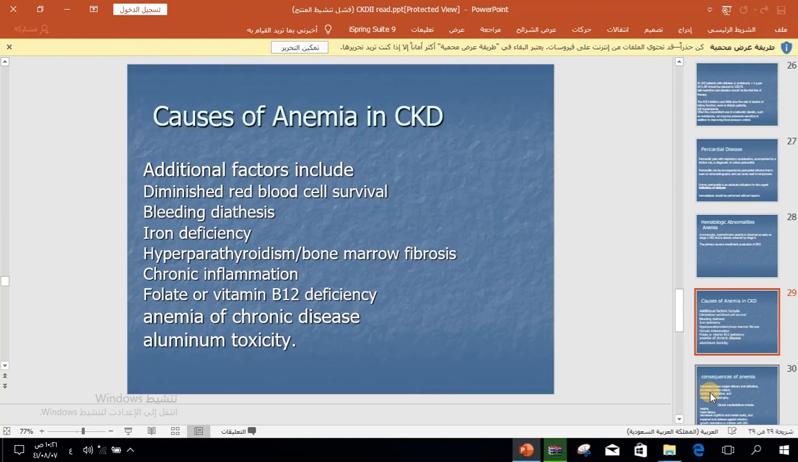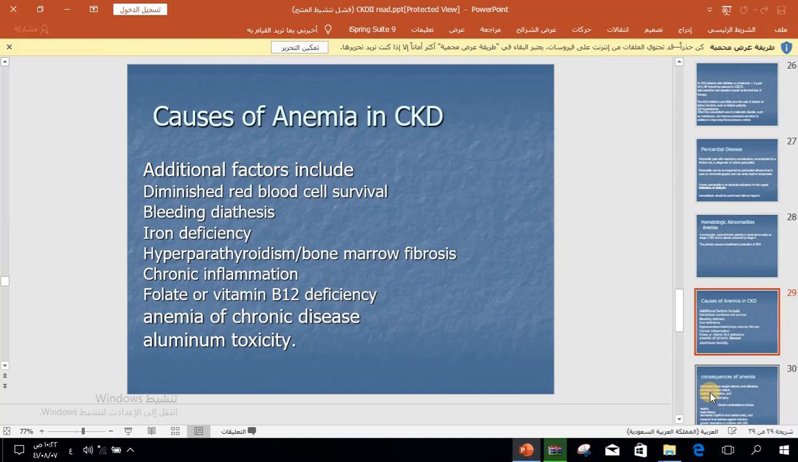There are more causes to bear in mind, and they are also important in management of CKD. In CKD, patients have diminished RBC survival because of toxin accumulation. The RBC's lifespan is decreased. Secondly, we have bleeding diathesis. Those patients with CKD usually have poor appetite and they can develop iron deficiency, not only because of poor appetite, but also because of increased bleeding and hemodialysis.